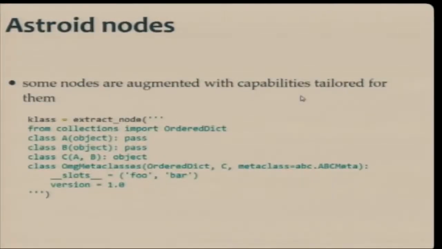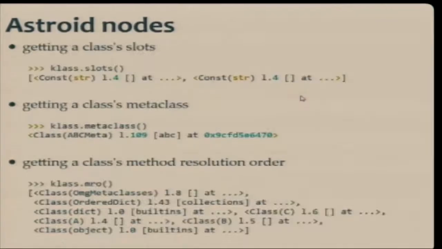Right. Some nodes are augmented even more than that. Like in this example, we have a couple of classes, and we're using a metaclass. We're using ABCMeta, and we're defining some slots for our class, and yeah. Let's see what Pylint can do, what Astroid can do with this code. So we can retrieve the slots of the class using the slots method, or the metaclass using the metaclass method, or using the mro method. We could retrieve the method resolution order of your classes, which is actually the method resolution order when running Python over that script or over that class, which is nice.